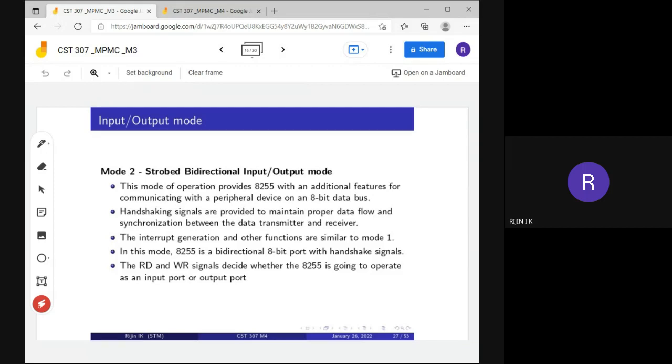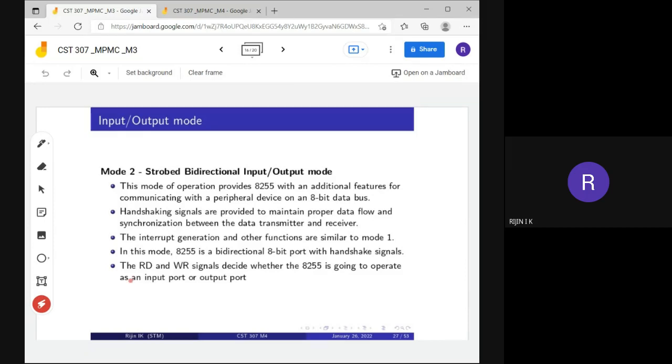All these strobe signals, interrupt signals, everything is similar to mode 1, but the difference is that it is bidirectional. In this mode, the 8255 has a bidirectional 8-bit port. Strobe signal is there, interrupt signal is there, acknowledgement signal is there, everything is there, but in this mode it is bidirectional in nature.